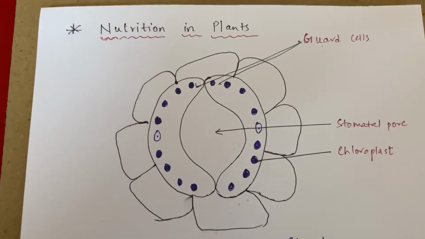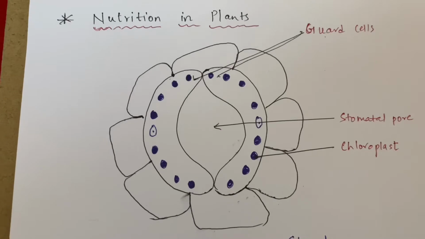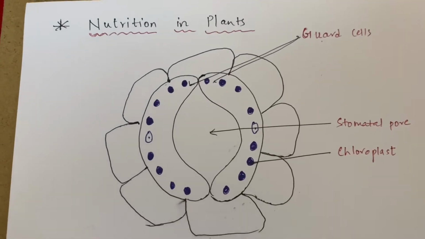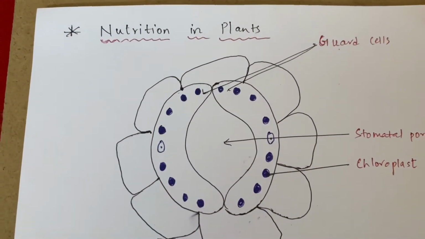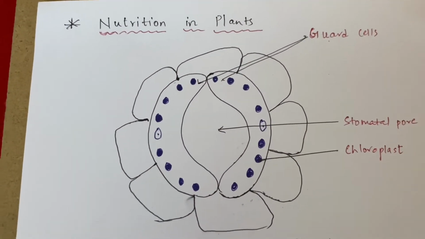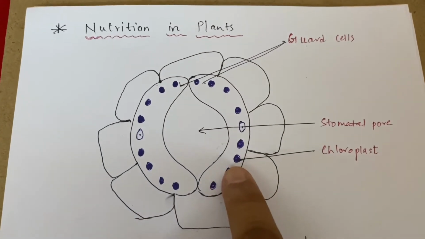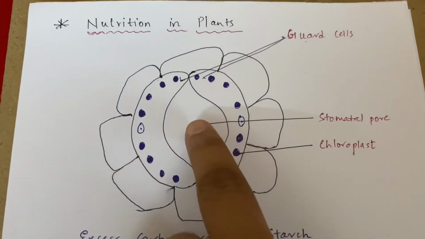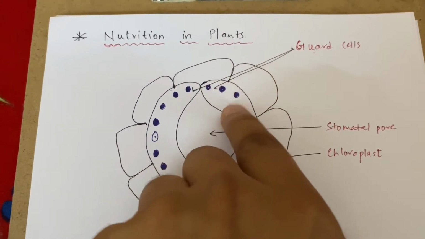Now let us talk about the nutrition in plants, that is autotrophic nutrition, how plants obtain food, correct? As the plants are autotrophic organisms, they prepare their own food, correct? So this is the bisection of a leaf. You can see these dot-like structures are nothing but the chloroplasts. This middle part is your stomata pores, and this region is your guard cells.